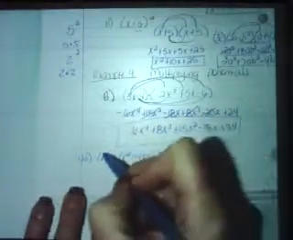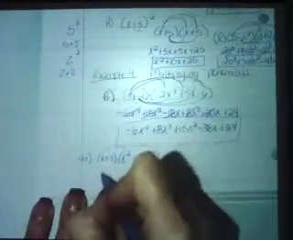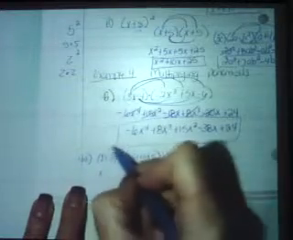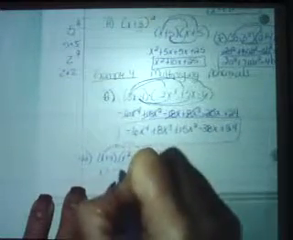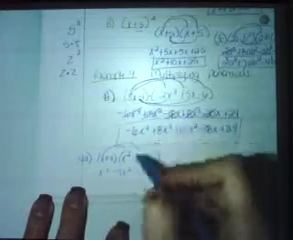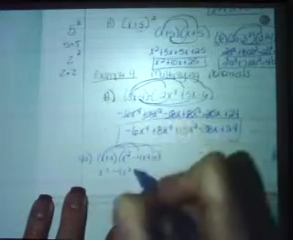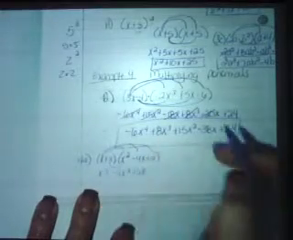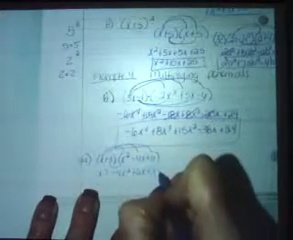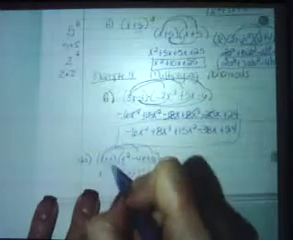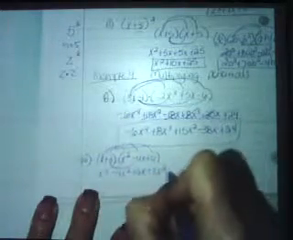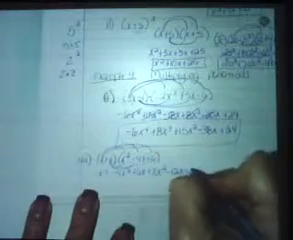Alright, let's distribute. X times x squared gives me x cubed. X times negative 4x is negative 4x squared. X times 6 gives me plus 6x. 3 times x squared gives me plus 3x squared. 3 times negative 4x is negative 12x. And 3 times 6 gives me plus 18.